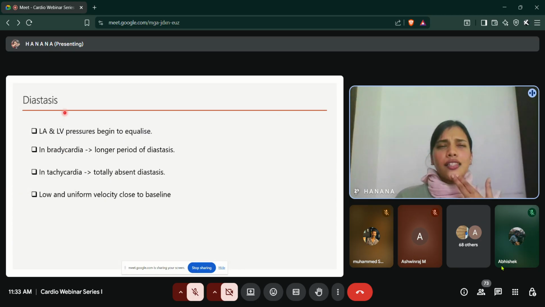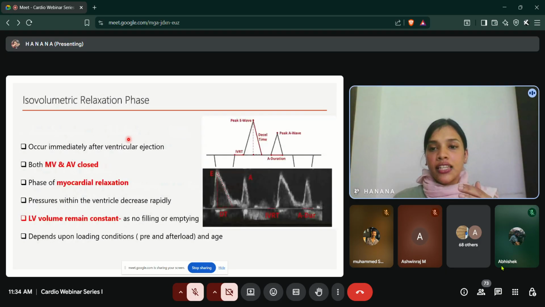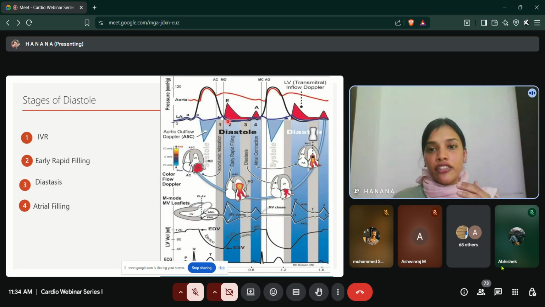Now diastasis is not that much taken care of in diastolic function from an echocardiographer's point of view. Anyway, it cannot be avoided because it's actually part of diastolic function. So LA and LV pressure begin to equalize. We have seen here the two of them are fighting with each other, and they are almost maintaining an equilibrium right here.